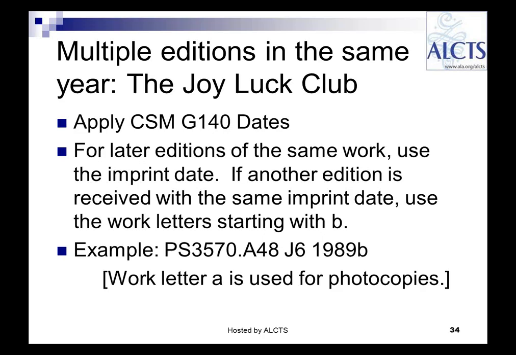PS3570.A48J6, 1989B. For another edition in the same year, we added the B because we already had a different edition by a different publisher that had the call number PS3570.A48J6, 1989. Now we don't use A here because the work letter A is used for photocopies, but you can use B, C, D, E, etc. if you do have multiple editions published in the same year.